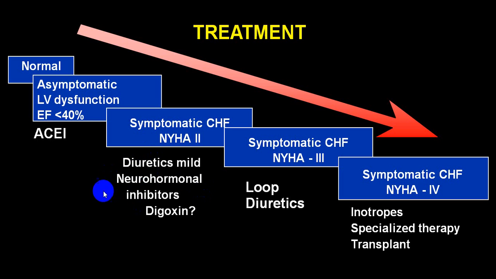As far as the neurohormonal inhibitors are concerned, you can use beta blocker. So ACE inhibitor, beta blocker, diuretic become the first drugs of choice. And in stage 4, inotropes like digoxin, or you can use vasopressor drugs like dobutamine, etc. And then you can go for assisted device, and last is heart transplant.